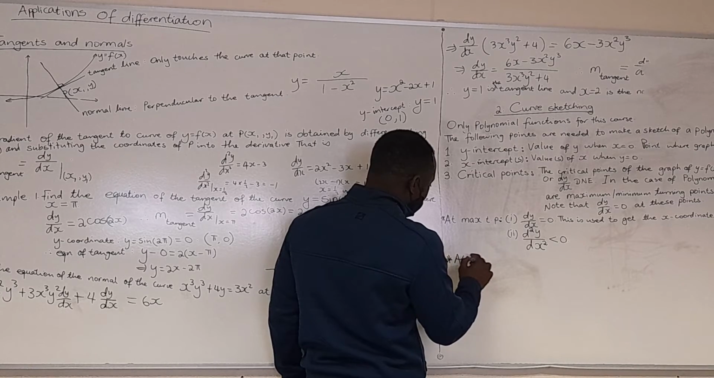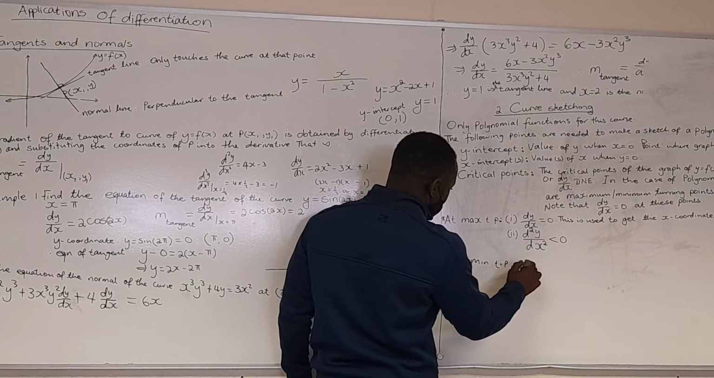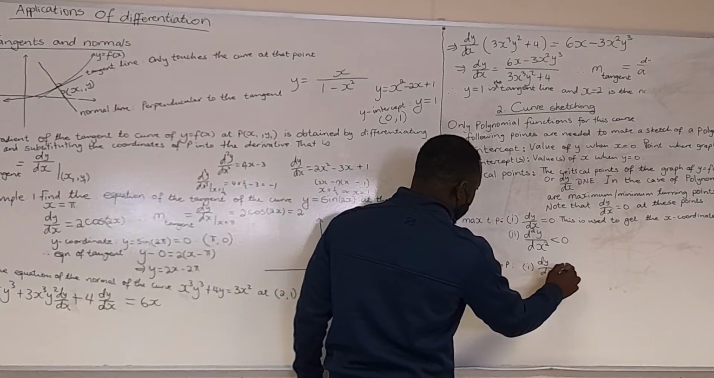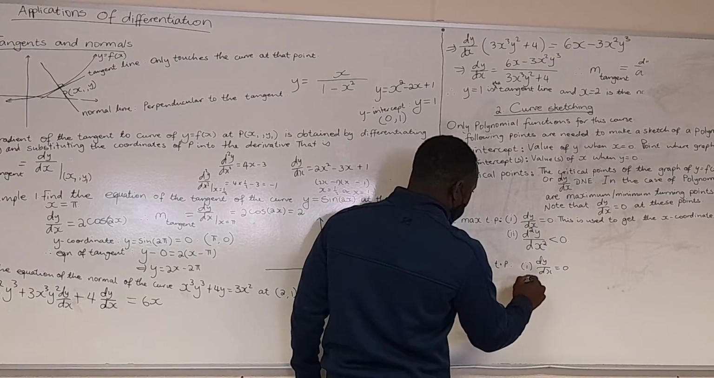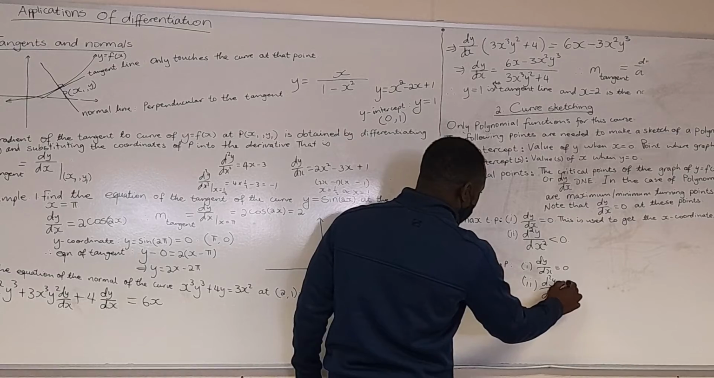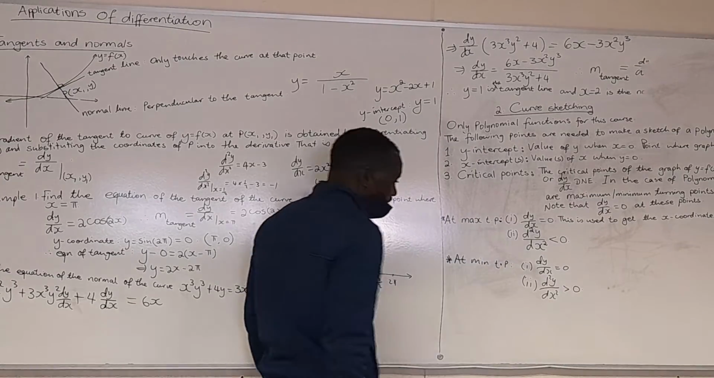So the first derivative is the one that we use to get the x coordinates, and then the second derivative is used to check: if it's positive, then you know it's a minimum.